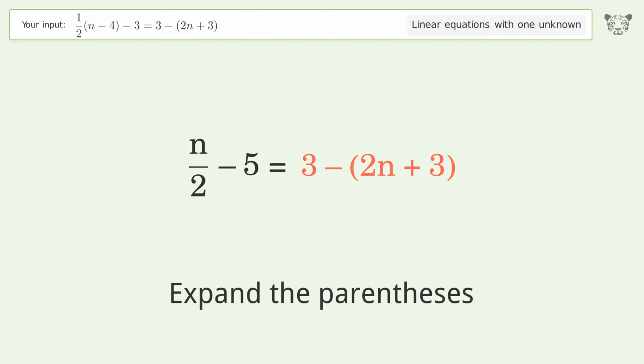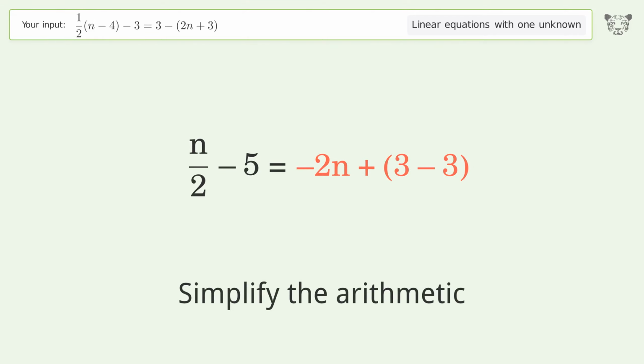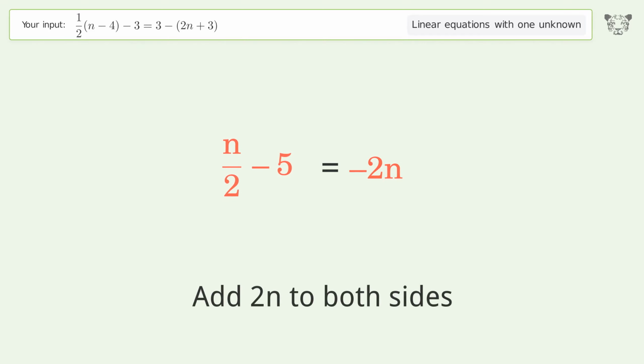Expand the parentheses. Group like terms. Simplify the arithmetic. Group all n terms on the left side of the equation. Add 2n to both sides.